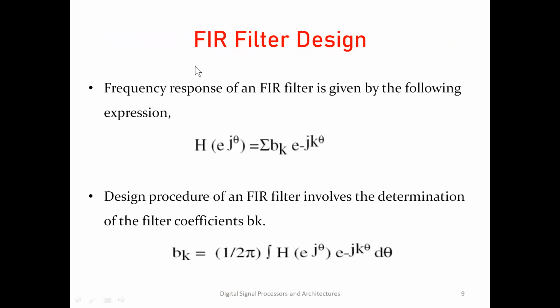How do we design an FIR filter from its frequency response? Just now we have seen this expression. Here we have to calculate bk, because designing a filter is nothing but calculating the values of the filter coefficients. So bk is 1 by 2 pi integral h of e power j theta e power minus jk theta d theta. By this we can find the coefficients, which completes the design of the FIR filter.